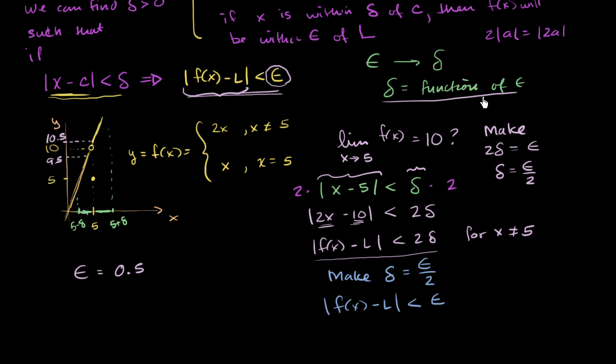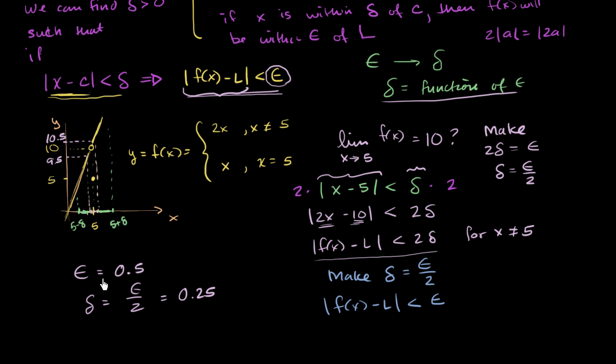Well, we just came up with a formula. We just have to make delta equal to epsilon over 2, which is equal to 0.25. So that'll give us a range between 4.75 and 5.25. And as long as we pick an x between 4.75 and 5.25, but not x equals 5, the corresponding f of x will be between 9.5 and 10.5.